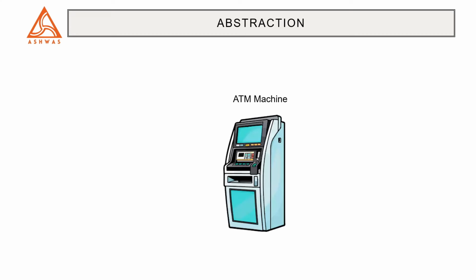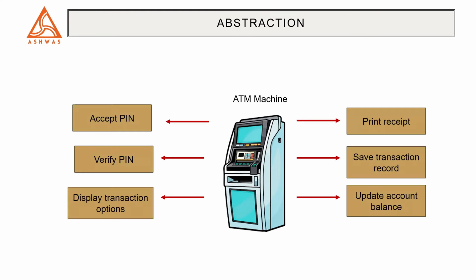Now let us consider an ATM machine. This machine does a variety of things such as accept PIN, verify PIN, display transaction options, print receipt, save transaction record, update account balance. Some of these features are delivered by the hardware of the machine, while some are delivered by the software which is installed on this machine. Some functions are executed on the backend side, while some are executed on the machine side.